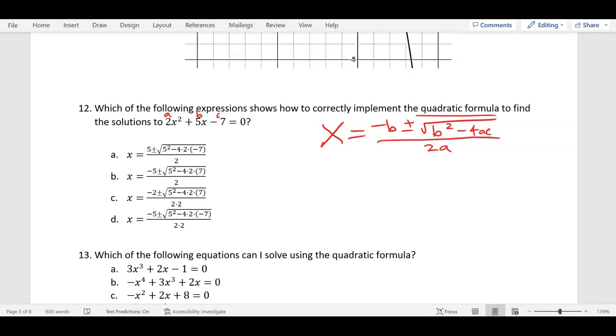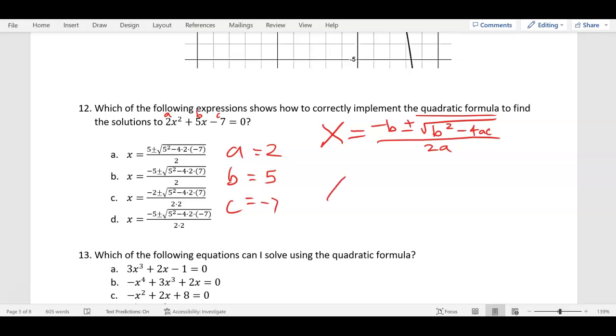So first of all, what is a? What is b? What is c? A is the leading coefficient, it's a +2. B is that middle term, it's a +5. C is the last term, -7. Please don't forget the negatives. You will get these wrong.